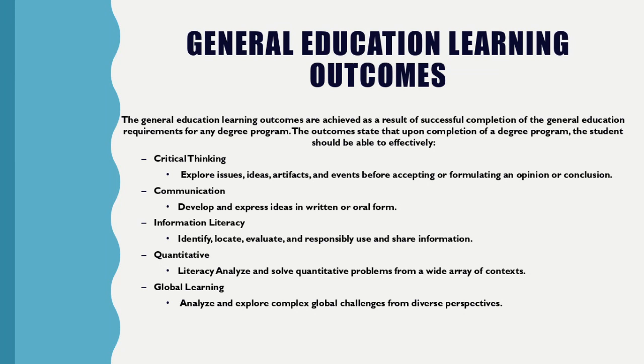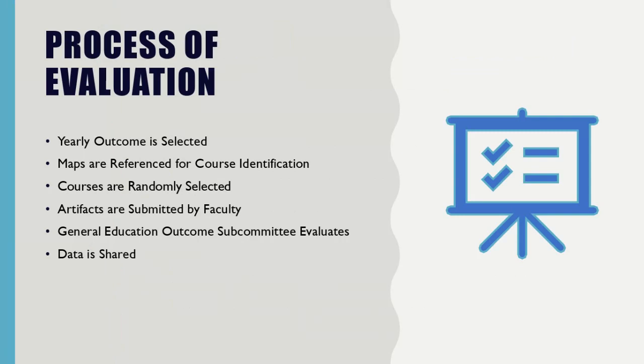They have effective information literacy, quantitative literacy, and global learning skills. So that's really the overall 5 key categories that we relate to our general education outcomes. So what is the process of our evaluation?